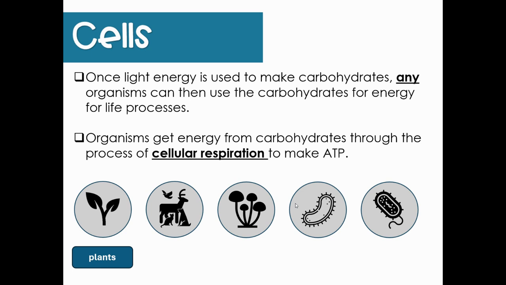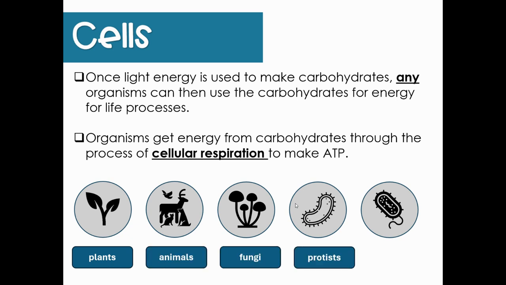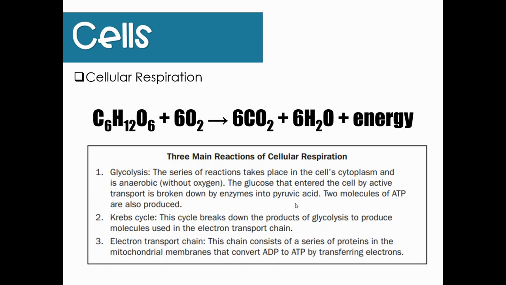So what goes through cellular respiration? Well, plants go through cellular respiration. Animals go through cellular respiration. Fungi and protists go through cellular respiration, and then also some bacteria. Here's the chemical equation for cellular respiration. Just like with photosynthesis, you just got to memorize it.